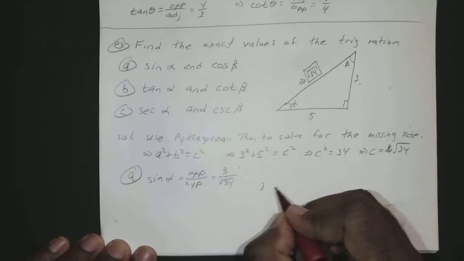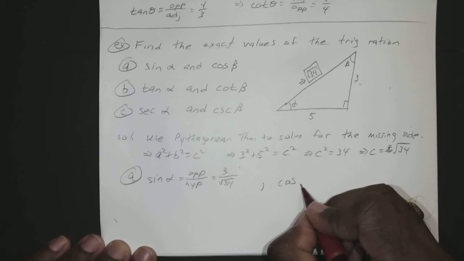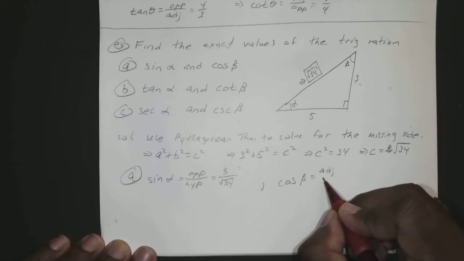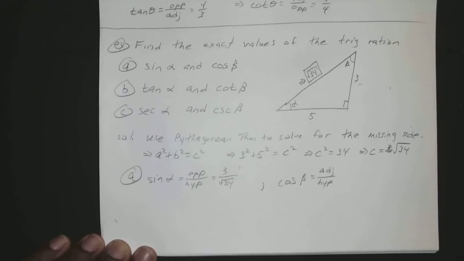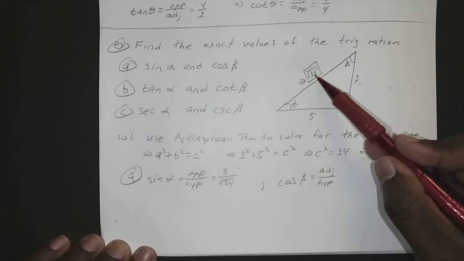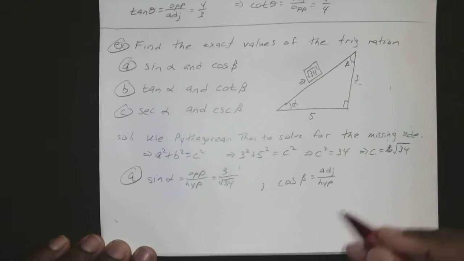Okay, and our cosine of beta, which is adjacent over hypotenuse. This is our beta, so our adjacent over hypotenuse is 3 over square root of 34 also.